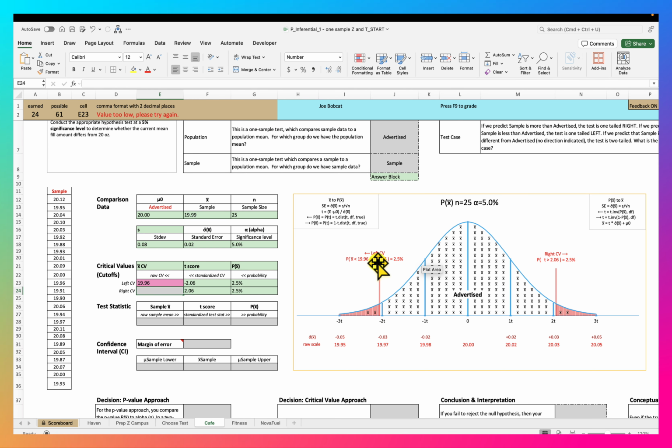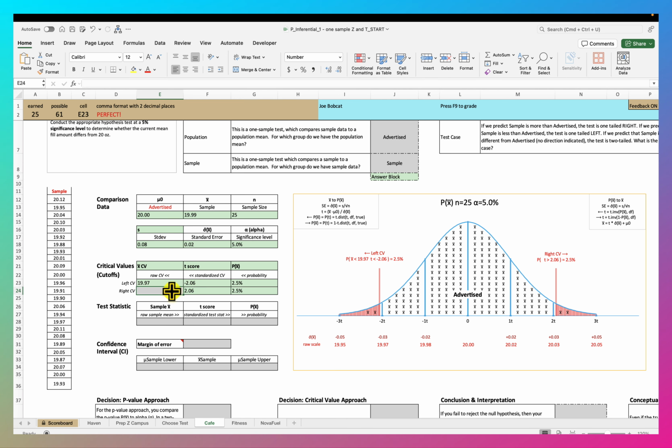And there we are. Except I did it wrong. So let's see what I did wrong. T-score times the standard error. Oh, it's not the sample mean that we're adding it to, because we're trying to see if we're different from the population mean. So that's our reference point, because this is the advertised distribution that we're plotting on.